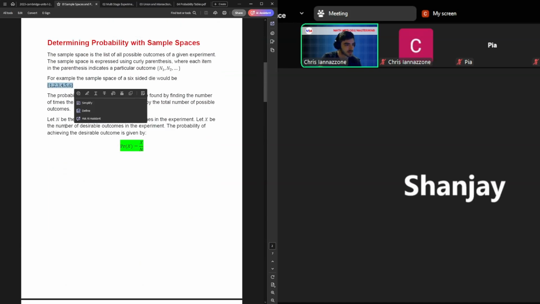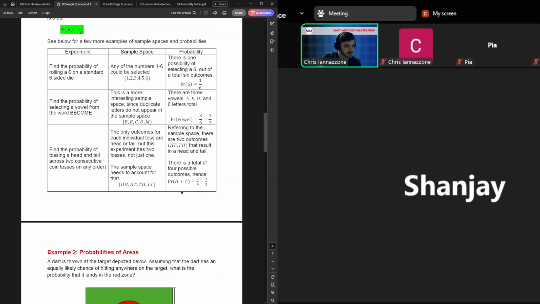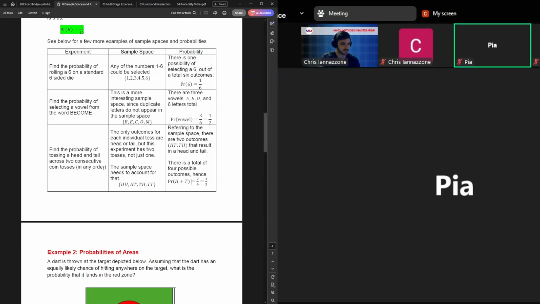A 6-sided die. If you wanted to roll a 6, 1 out of 6 chance. I've got a few other examples here, different sample spaces. Do I need to go into any more detail on those, or is it fair enough what I'm talking about? Fair enough. Cool.